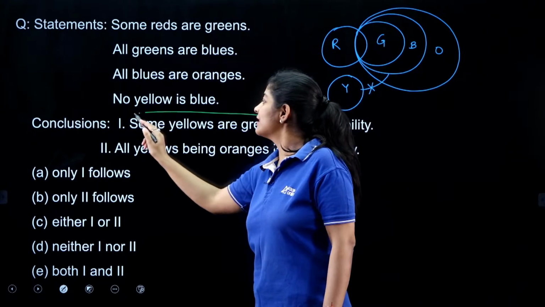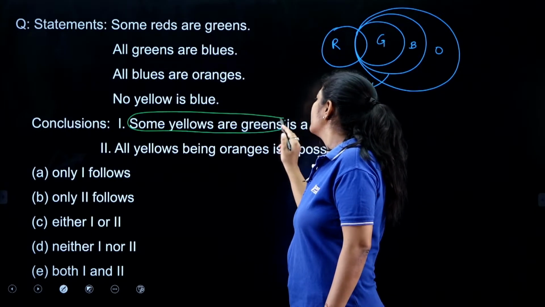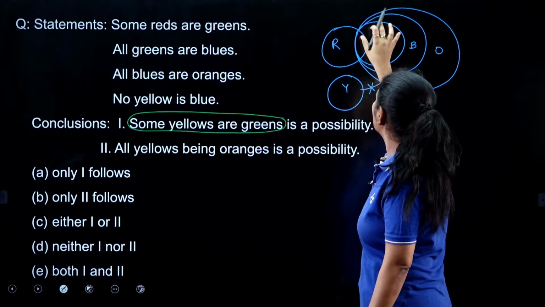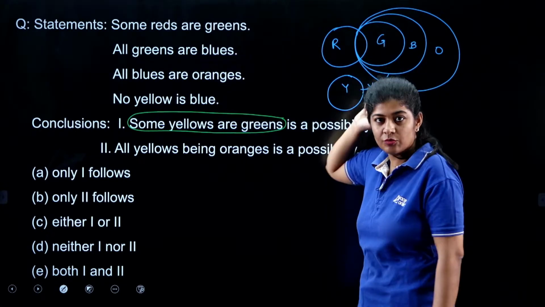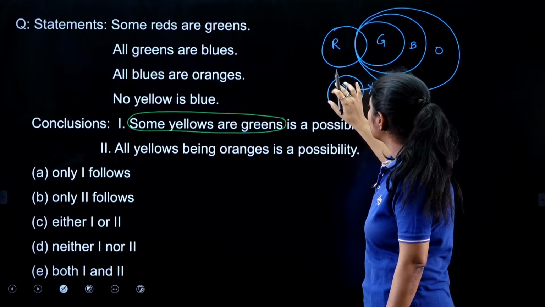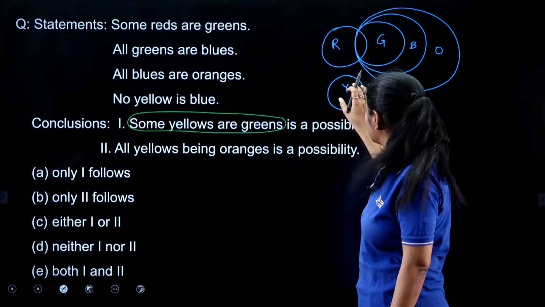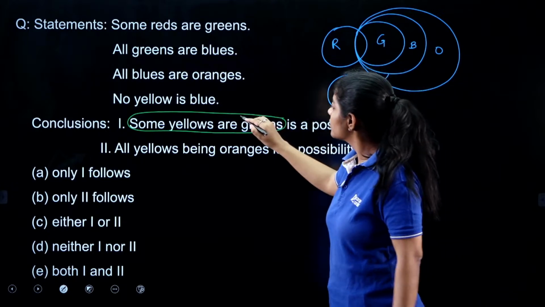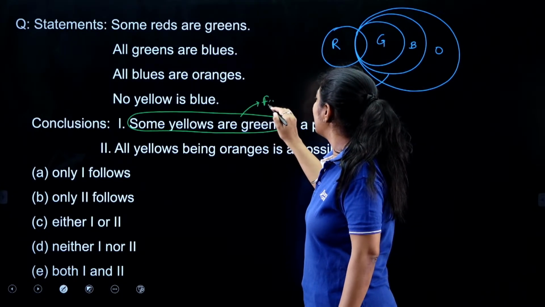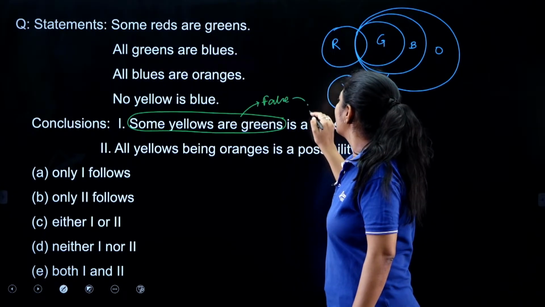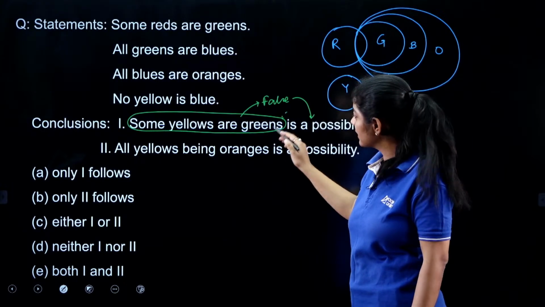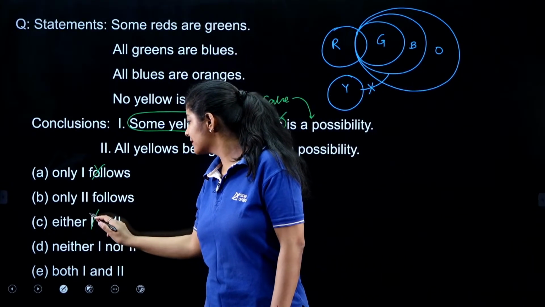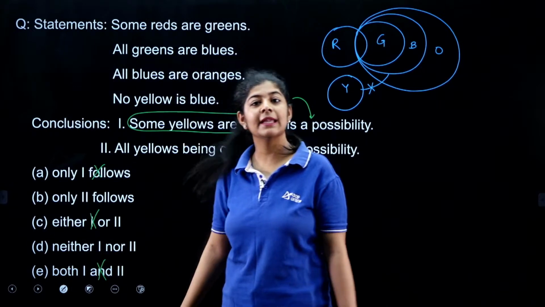Because if I check this segment, some yellows are green. Can we say that? No, it's completely false, because the whole part of green belongs to blue, and we are having a negative relation between yellow and blue. So, because of this, this segment will lie in the condition of false, and false with the possibility is always considered as false. So, options A, C and E are eliminated.